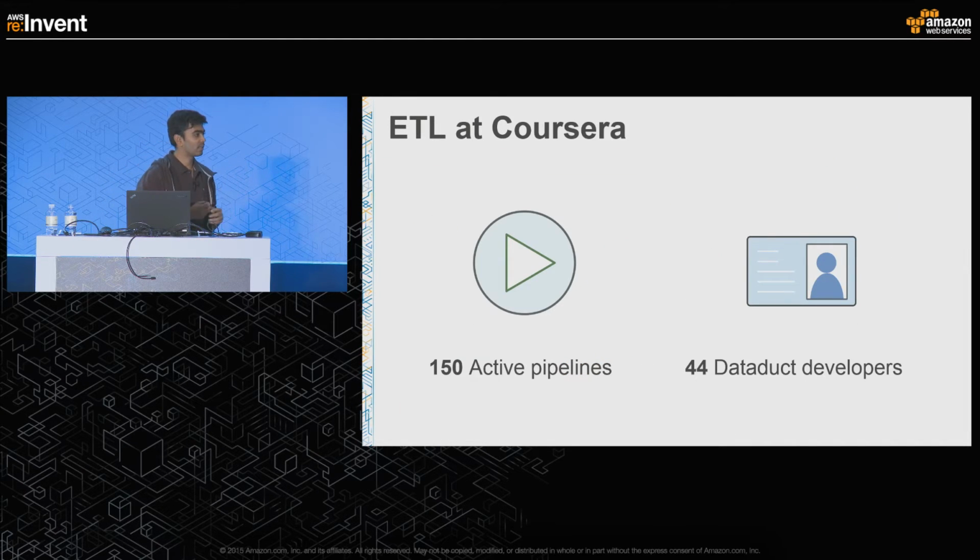So with all these data sources and us building new features every week, we currently run around 150 active pipelines. These pipelines run at daily or hourly cadence, and have been developed by 44 different developers in the company. And to give you a good sense of what this 44 number means, we currently have a total of 70 developers in our organization. So more than 50% have contributed to ETL in some fashion.